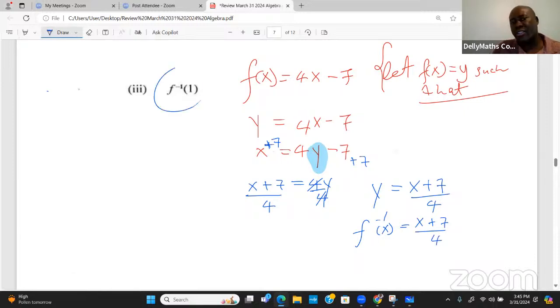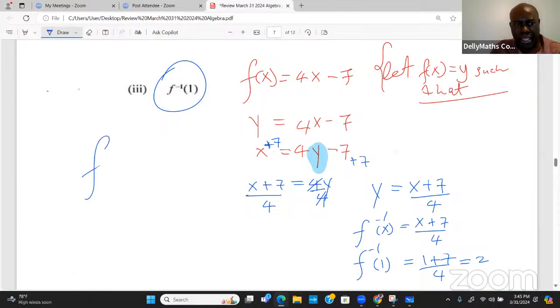But the question asks us for the inverse of f of 1, so why not put a 1 in this? So we're going to put 1 there. So 1 plus 7 over 4. 1 plus 7 is 8 over 4, which is 2. Conclusion, the inverse of f of 1 is 2.